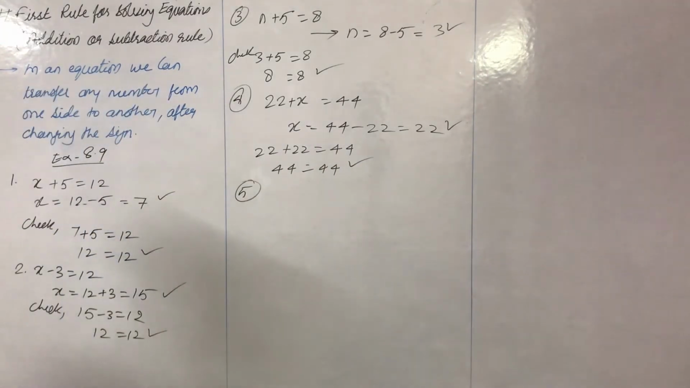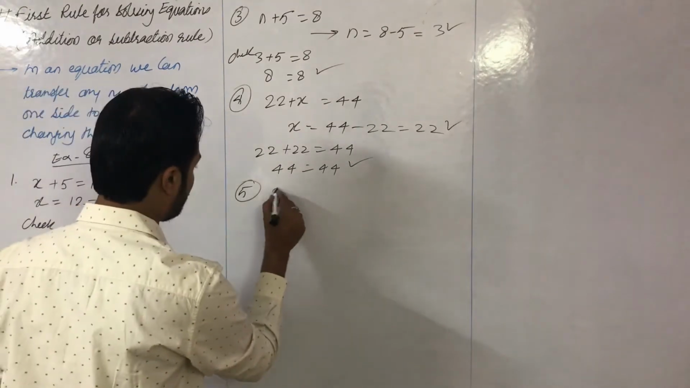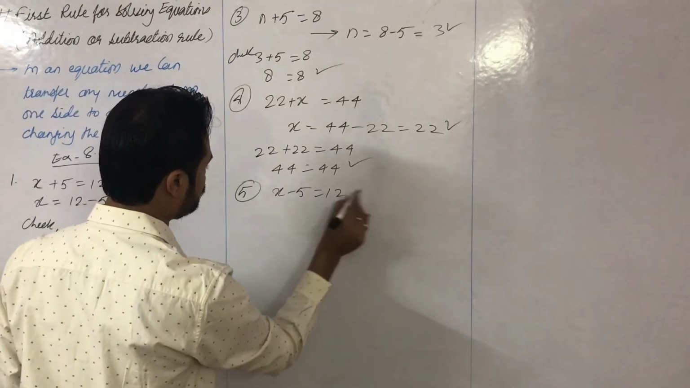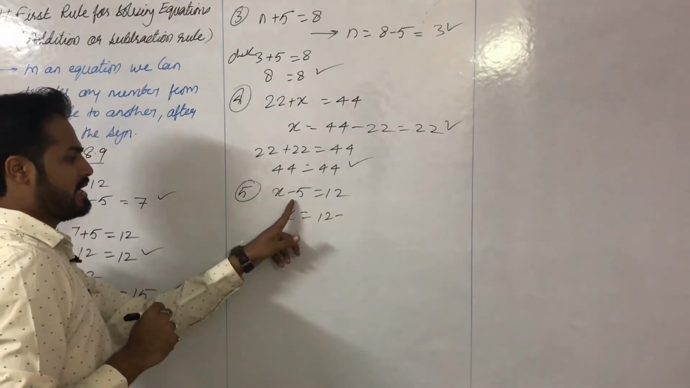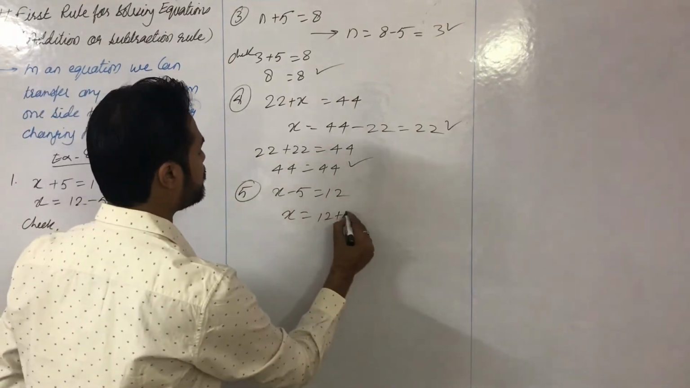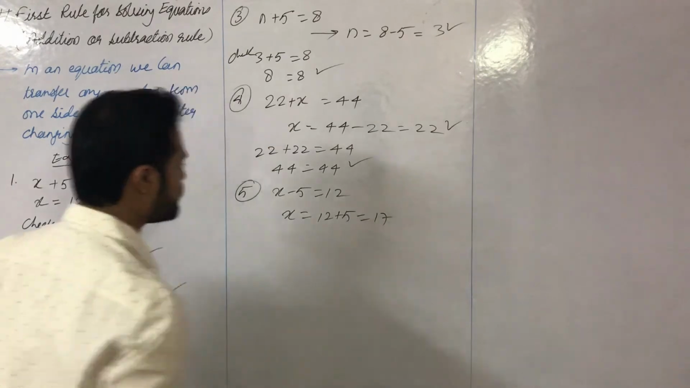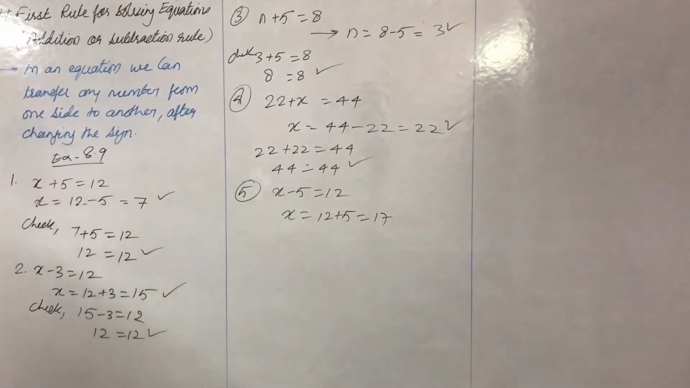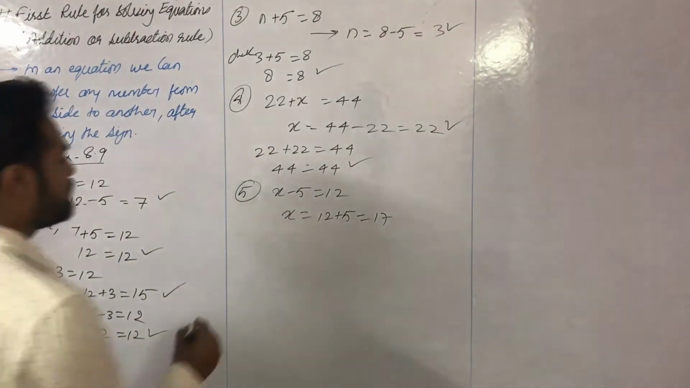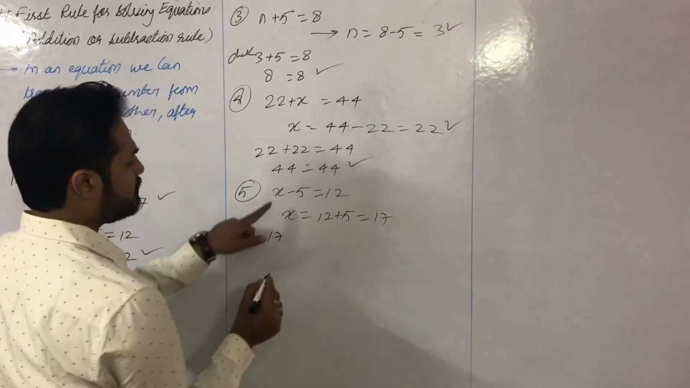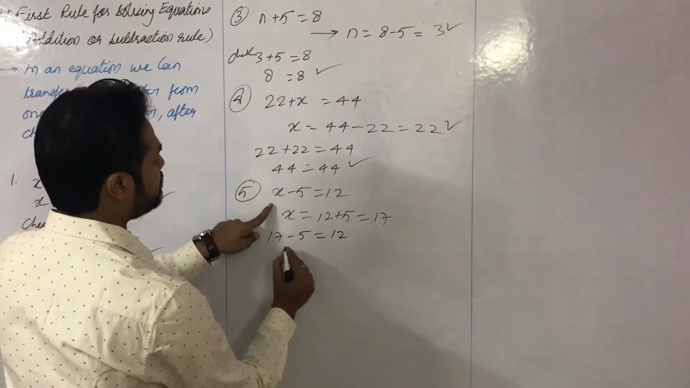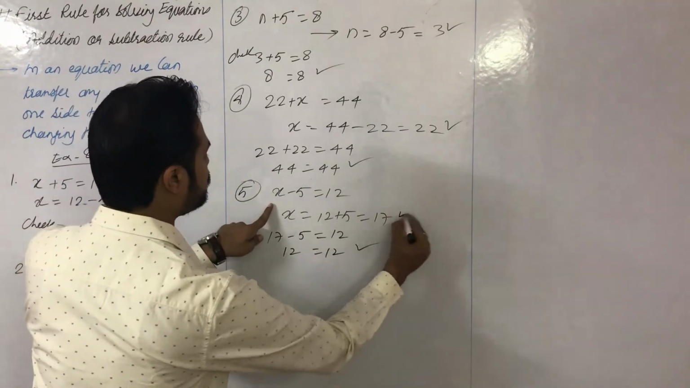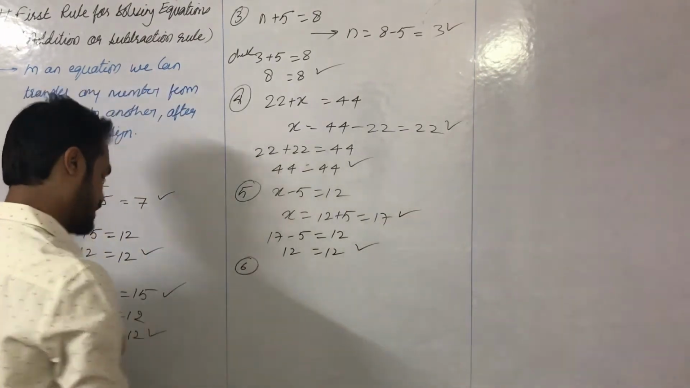Next, fifth, x minus 5 is 12. x minus 5 equals 12. So in the next step, we can write 12 plus 5, since minus 5 becomes plus 5. And for check, we put this value, x equals 17, 17 minus 5. 17 minus 5 is 12. Yes, so this is also correct.